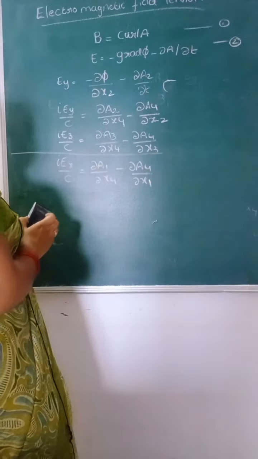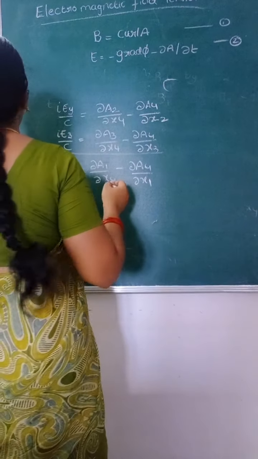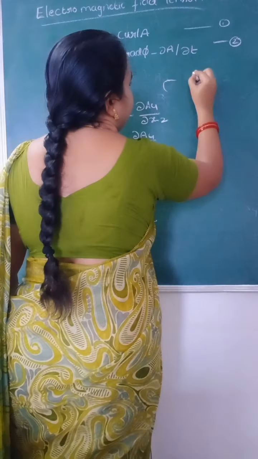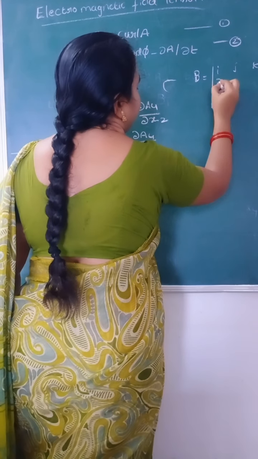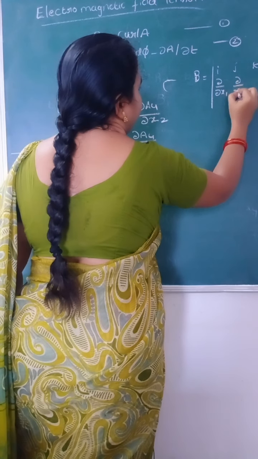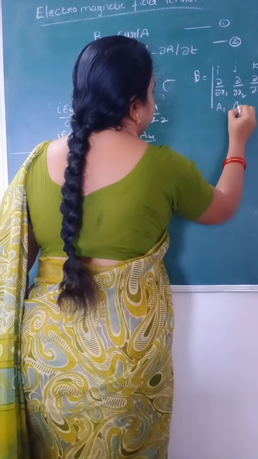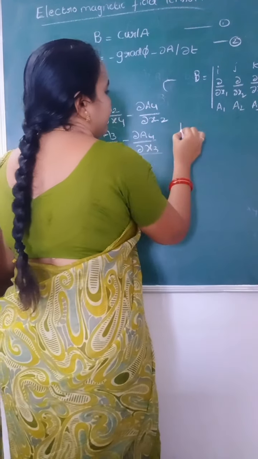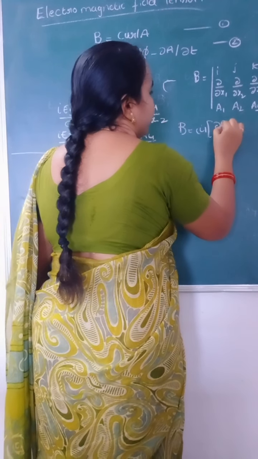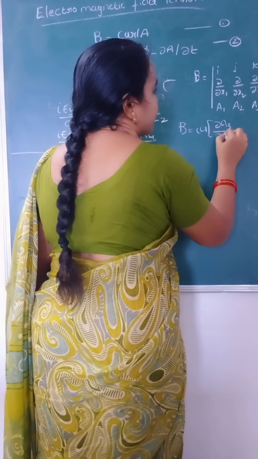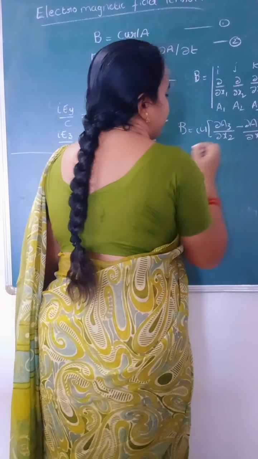Similarly, let us write the components of B. So what is B? Curl of A. So B is equal to curl A. Curl A can be written as the determinant with i, j, k; ∂/∂x1, ∂/∂x2, ∂/∂x3; and A1, A2, A3. Then the component of B is equal to i into (∂a3/∂x2 minus ∂a2/∂x3). This is the component of i.